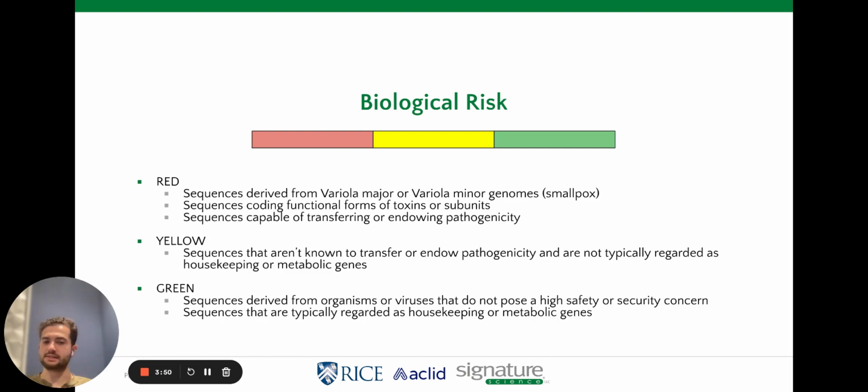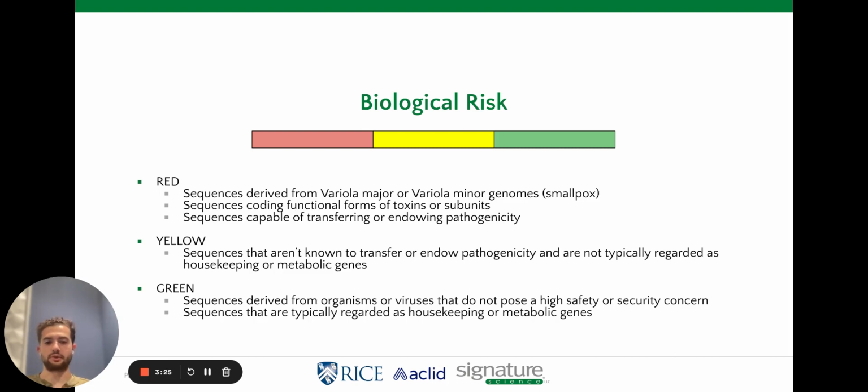Sequences in the yellow bucket similarly derive from highly pathogenic agents, but don't neatly fall into a bucket for pathogenicity or a bucket for housekeeping or metabolic genes. Their function may not be known, or these sequences might be in a gray area where a scientific opinion is required depending on the use case.